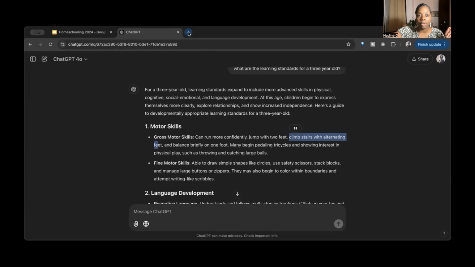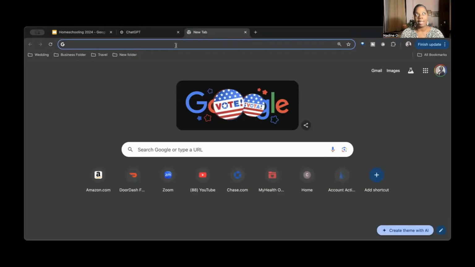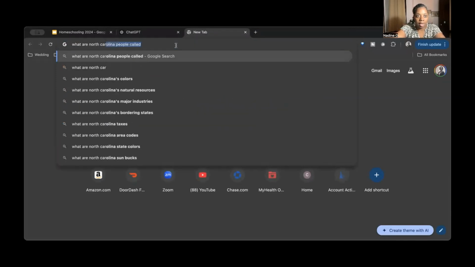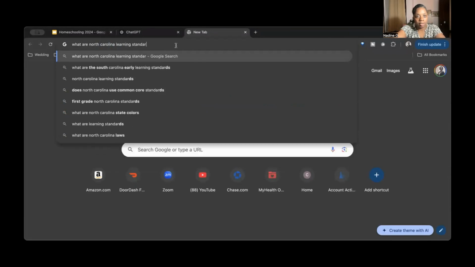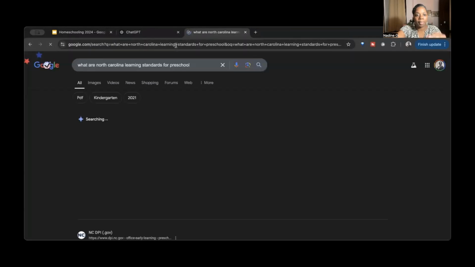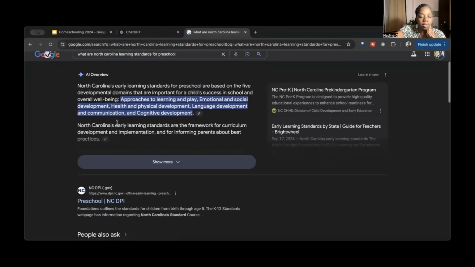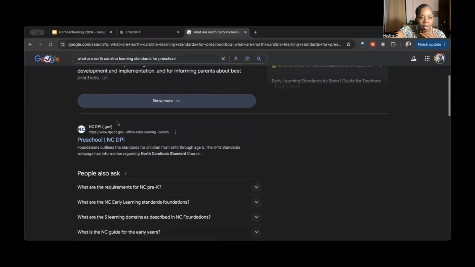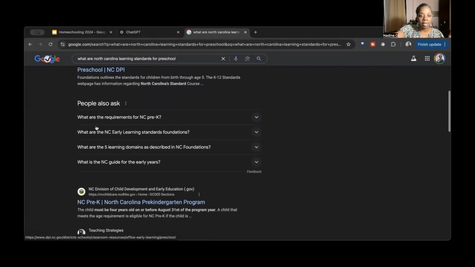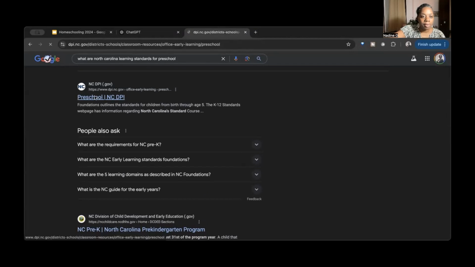I am going to now switch to North Carolina and I'm going to ask them about their learning standards. So what are North Carolina's learning standards for preschool? Let's see. So AI has something going on. Preschool. All right. So let's see. This says preschool NCDPI. I don't know what that is yet, but we'll click on it and see what they have to say.